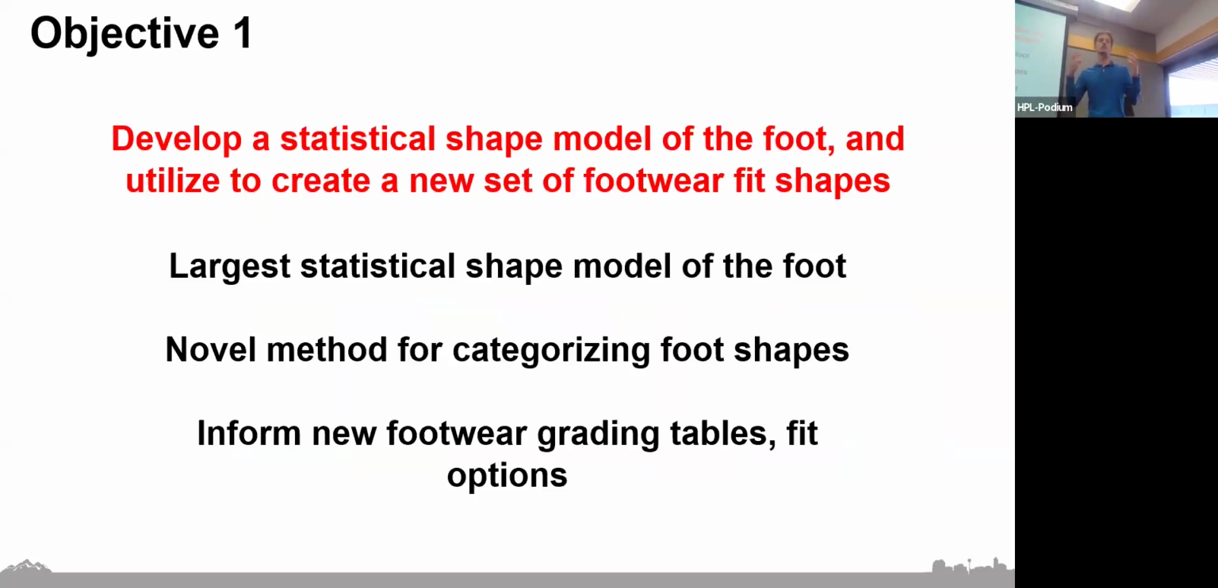So to sort of summarize, the first objective of my studies in this project was to develop a statistical shape model of the foot and then use it to develop a new set of skate fit shapes. And we've successfully done so, thereby creating what's actually the largest known statistical shape model of the foot by sample size. And we built this novel method of categorizing foot shapes that we think can inform new footwear grading tables and fit options.